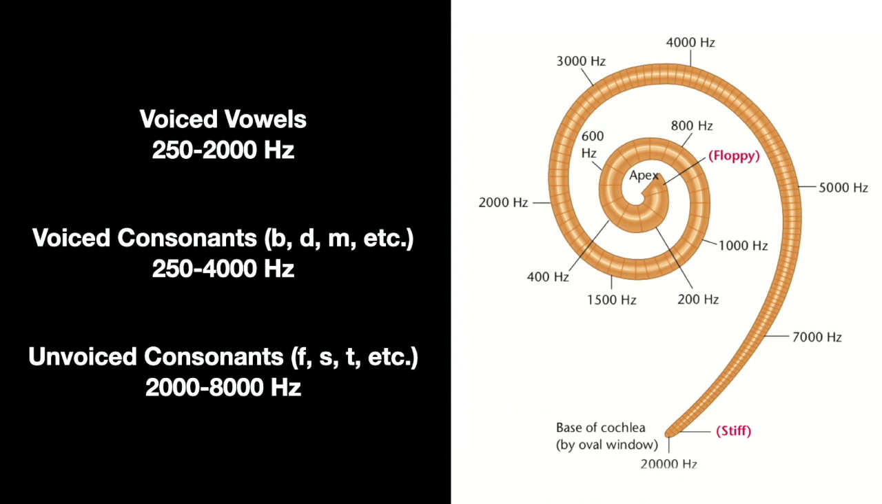Unvoiced consonants, F's, S's, T's, go from 2,000 to 8,000 Hz, and that goes into the area that has been damaged by my incidents. I have trouble understanding how people speak, because when we look at the way language is structured, those F's, T's, and S's sometimes really define the word and the context. It also defines the beginning and end of sentences, the beginning and end of thoughts, and whatnot.